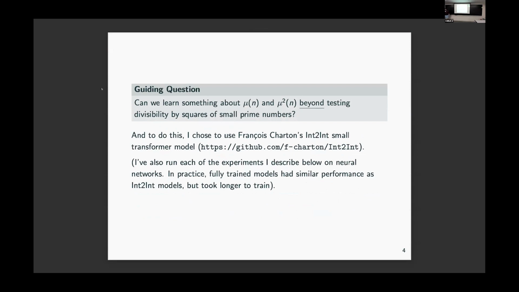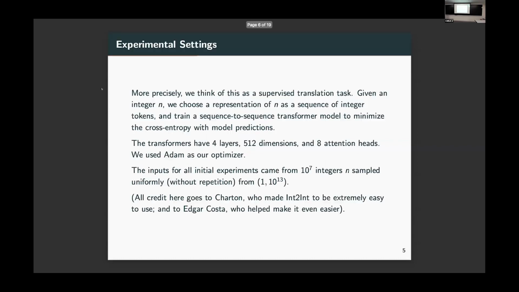Our tool that we're going to use is the same tool that Andrew was just talking about, int-to-int, very kindly made for us and guided through by François Charton. I should also give Edgar a lot of credit because I wouldn't have been able to run this without all the work that Edgar put into it as well. So yeah, thank you, Edgar. I should also note, although I'm not going to talk about this in the talk, I ran many of the experiments I'm going to mention in a moment also on neural networks just to see if you get different behavior. And in practice, a fully trained model gives about similar performance. But there's something special about this sequence transformer. It trains much faster, which is very nice.